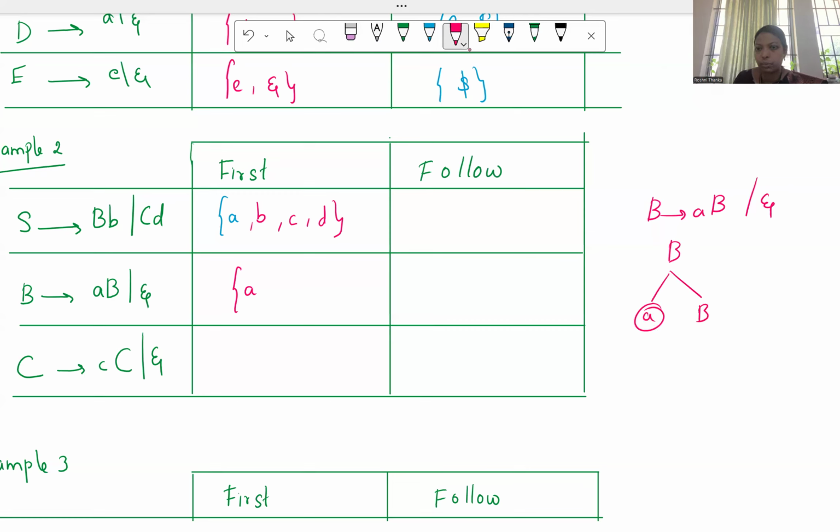So in this case, A is the first symbol. And one more alternative for this is epsilon. So epsilon is also a first. It can also be epsilon. Okay, what is the C?